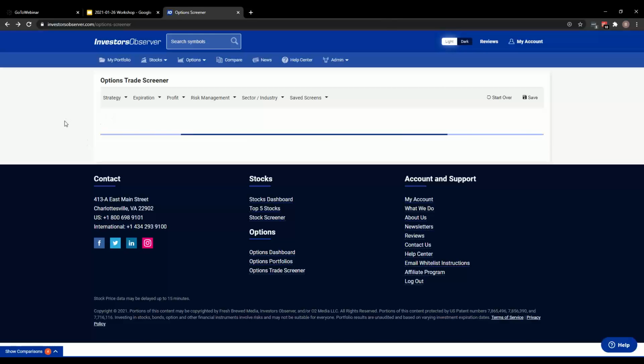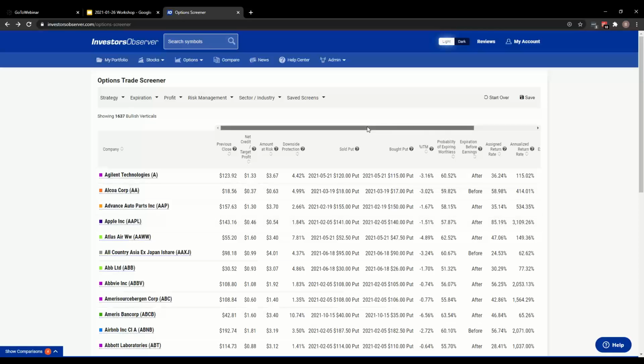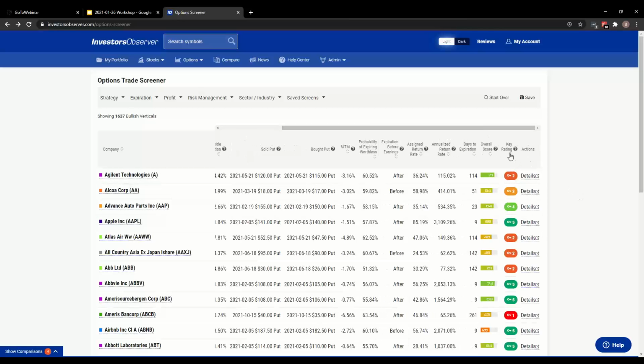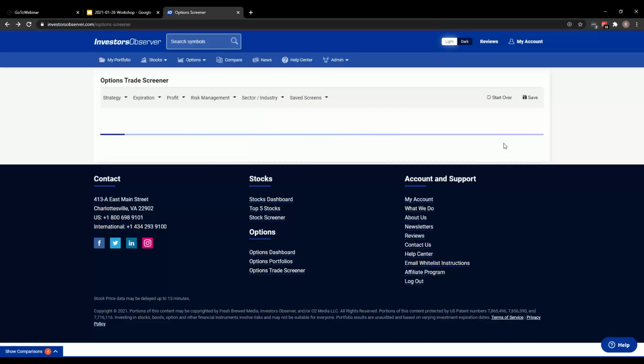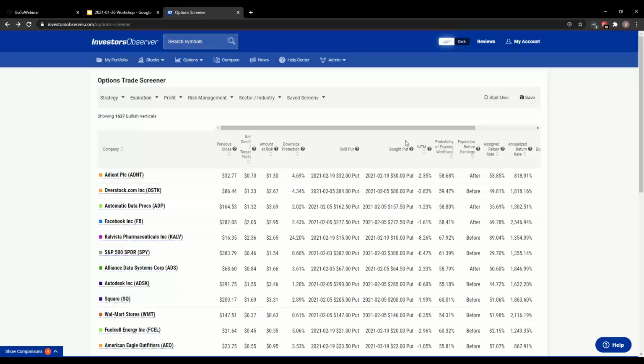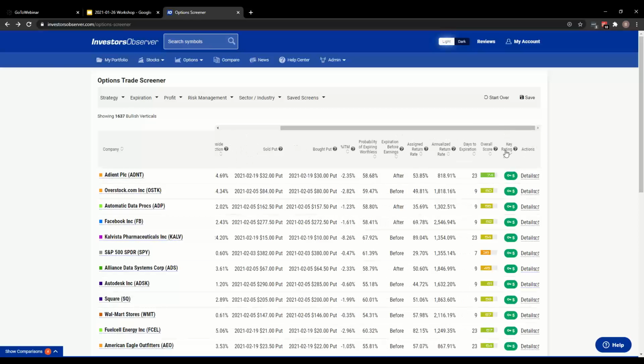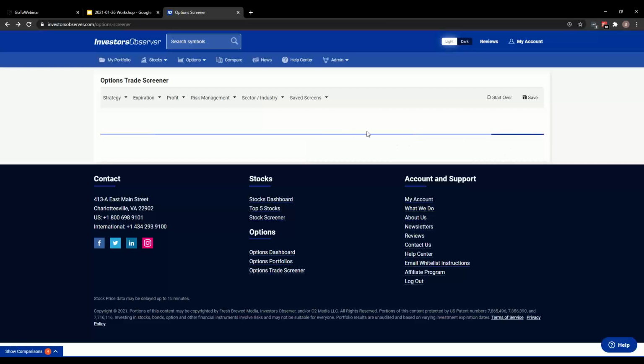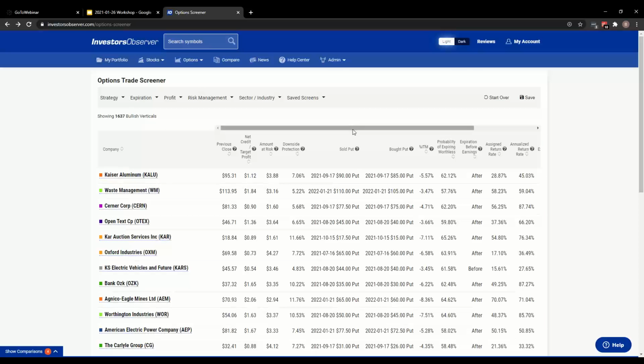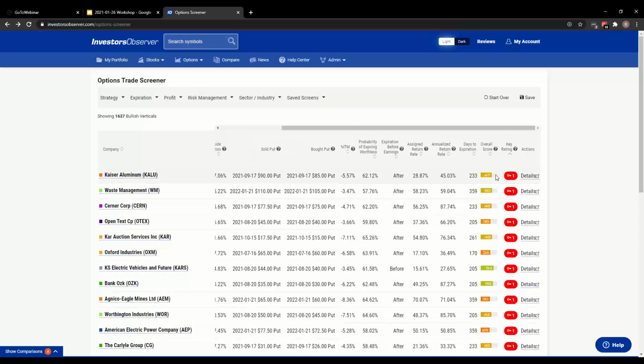But let's go back here again because I want to talk about key ratings. So key ratings are a system that we developed to evaluate the relative riskiness of option trades. Okay, so the 5s are going to be the least risky, and the 1s are going to be the most risky. That's the lowest number, 1.